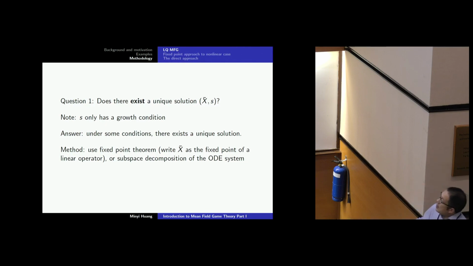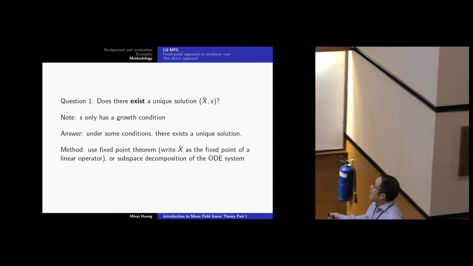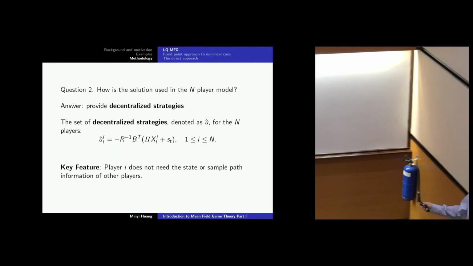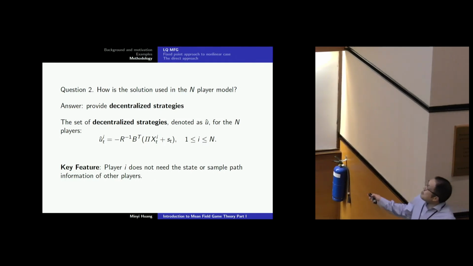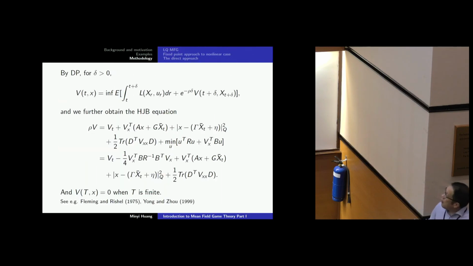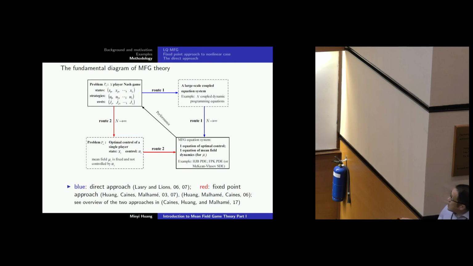The main approach is to do fixed point analysis. If it's for symmetric agents, we can use subspace decomposition of the ODE system. It's not hard. Second, how is the solution used in the n-player model? We know in the fundamental diagram, we eventually generate a very compact solution here. Just two equations. But we should not stop at this point because this is not the real world.